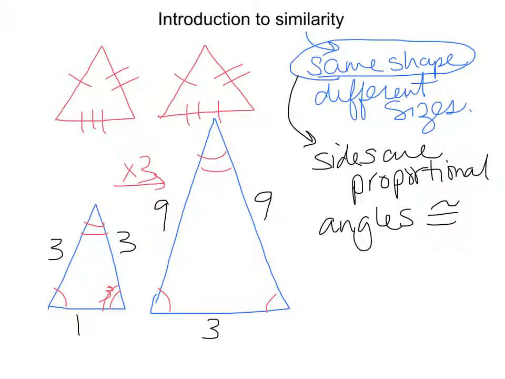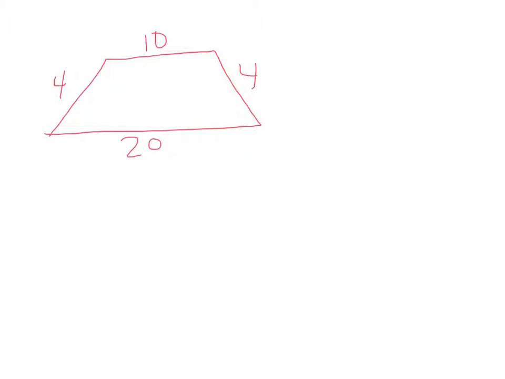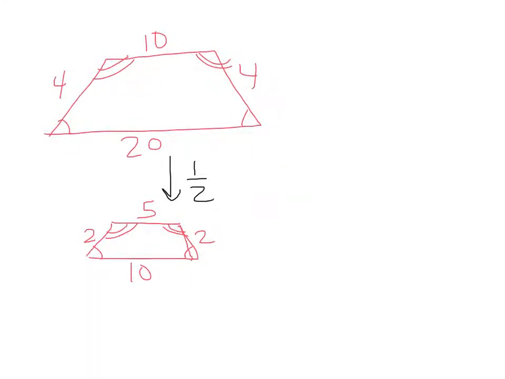Let's do another example with a different shape. Let's say I have a trapezoid, and we'll make it isosceles, with sides 4, 10, 20. And then I have another trapezoid. It's smaller, and the angles are all equal, isosceles in this case, with sides 2, 2, 5, and 10. These shapes are now similar. The scale factor here is 1/2. Or if we go the other way, the scale factor is 2.